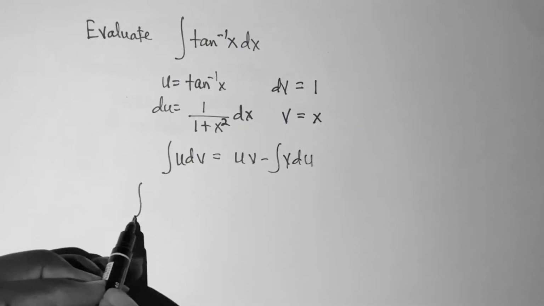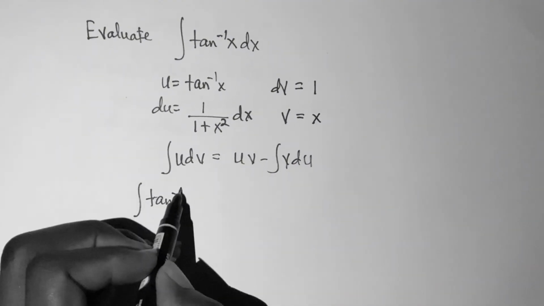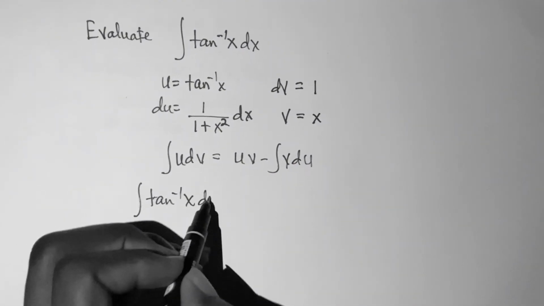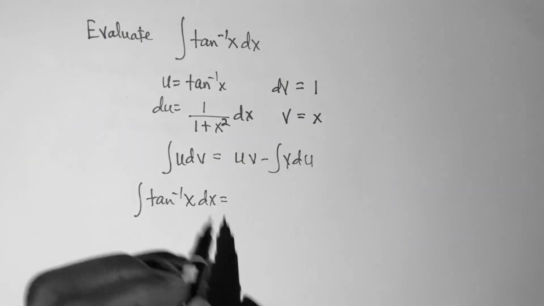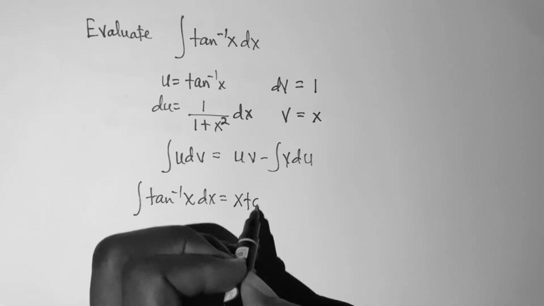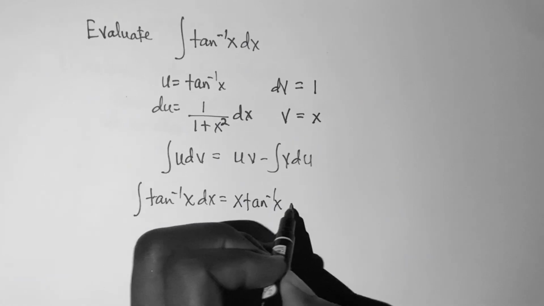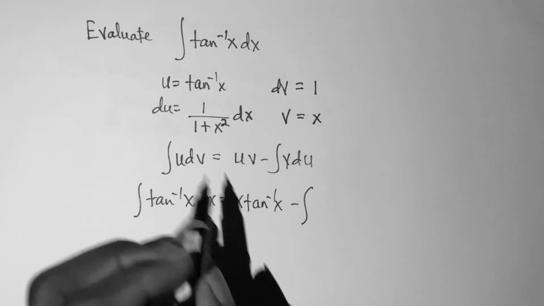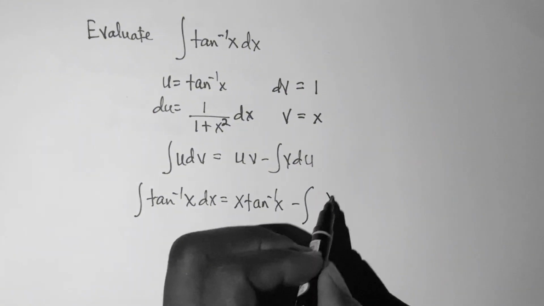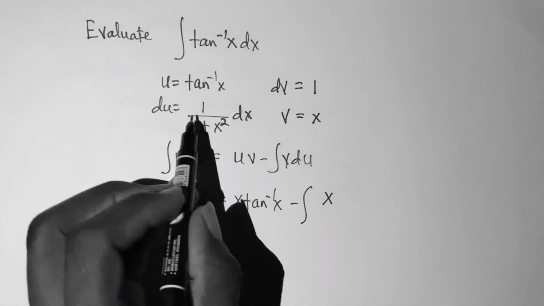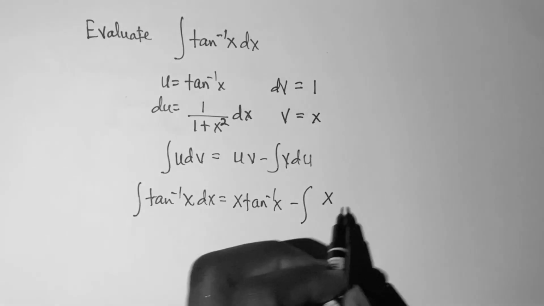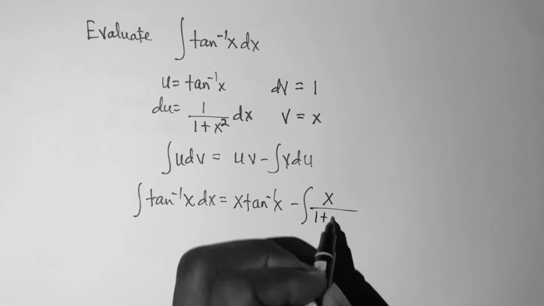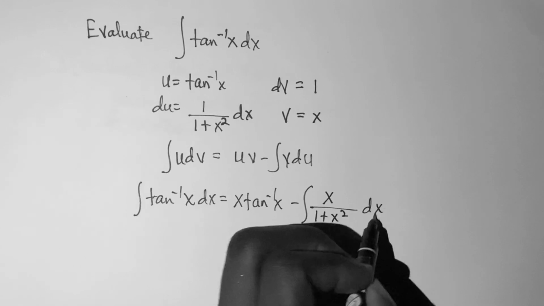So integral of tan inverse of x dx is equal to u. U is tan inverse of x. V is x. So it becomes x tan inverse of x minus integral of v. Now, this our v is x. Then times the du, which is 1 over 1 plus x squared dx. So divided by 1 plus x squared dx.